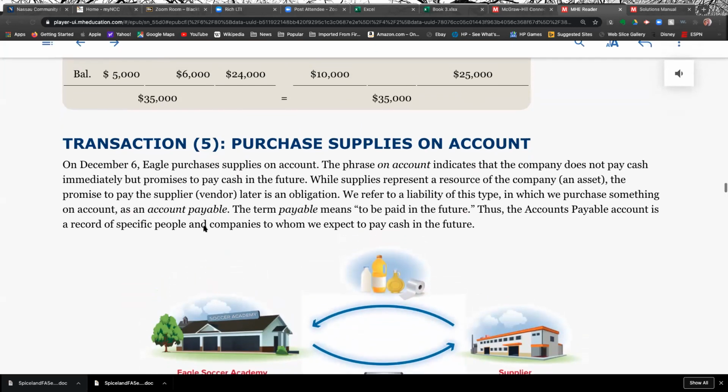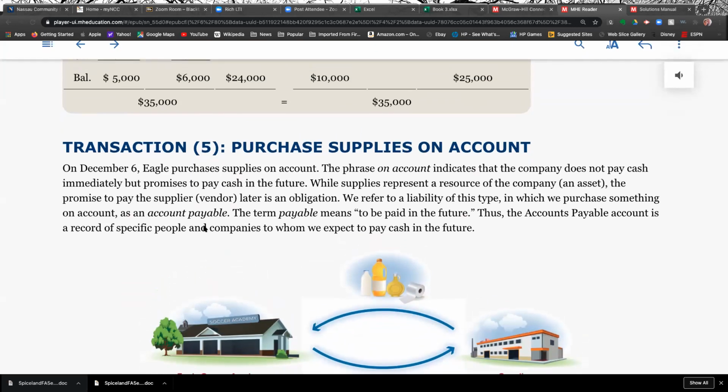When you see the word purchase, it doesn't necessarily mean cash, because here you see an example, purchase supplies on account. When you buy something on account, that's accounts payable, which is a liability. It means you're buying something now, but you're paying for it later. The word payable means to be paid in the future. If you're selling on account, that's accounts receivable. So you see the difference?